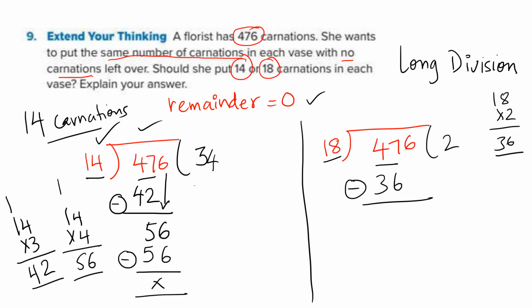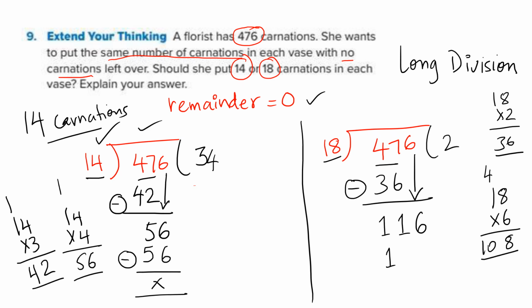So 1, 1, 11. Now 11 is less than 18. I cannot divide. So I need to go to the next number. What is the next number? 116. Now I need to think, what should I multiply with 18 to get a number which is very close to 116. So let's try with 6. 18 multiplied by 6, 8 6s are 48. 6 with 1 is 6 plus 4, 108. So yes, this is very close.